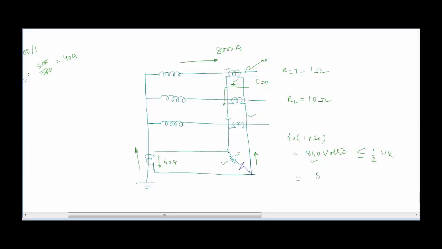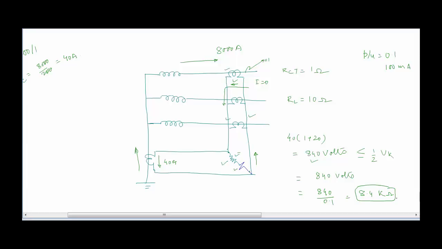So in this case the voltage that is getting developed is 840 volts, and let us suppose that the pickup value of this relay is 0.1 amperes, that is 100 milliamperes. So the magnitude of stabilizing resistance will be 840 divided by 0.1, which is equal to 8.4 kilo ohms. So this is the amount of stabilizing resistance that should be kept in the circuit. Actually it is 8.4 kilo ohms minus the resistance of this relay coil, but it is quite low, so we can just take the stabilizing resistance value to be 8.4 kilo ohms.